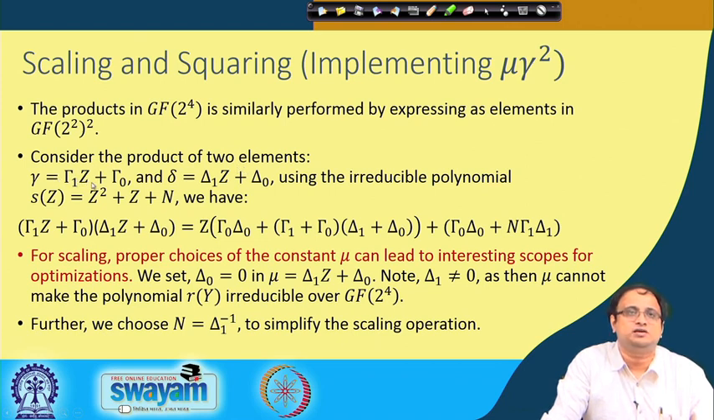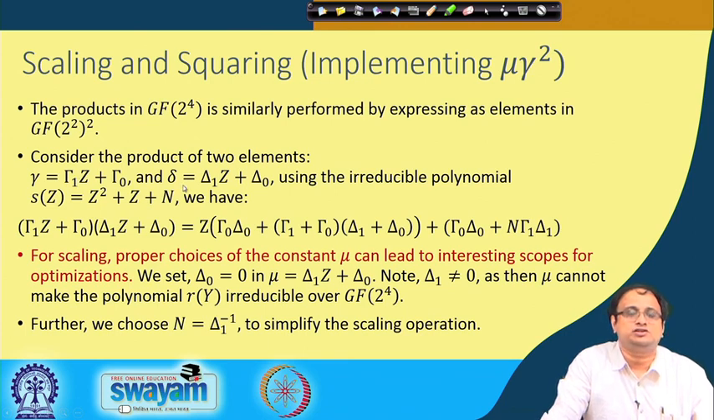So, Z is my indeterminate in this field, and therefore my elements are, say, gamma and delta, which I want to multiply. Gamma is an element in GF((2^2)^2), and when I express gamma as capital Gamma 1 Z plus capital Gamma 0, then capital Gamma 0 and capital Gamma 1 are both elements of GF(2^2).